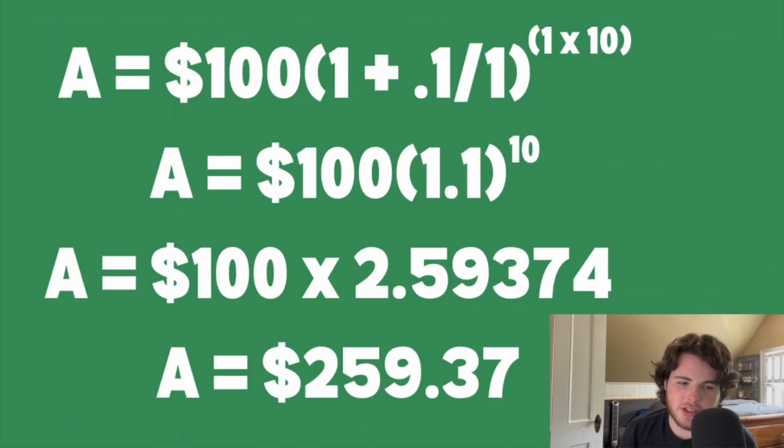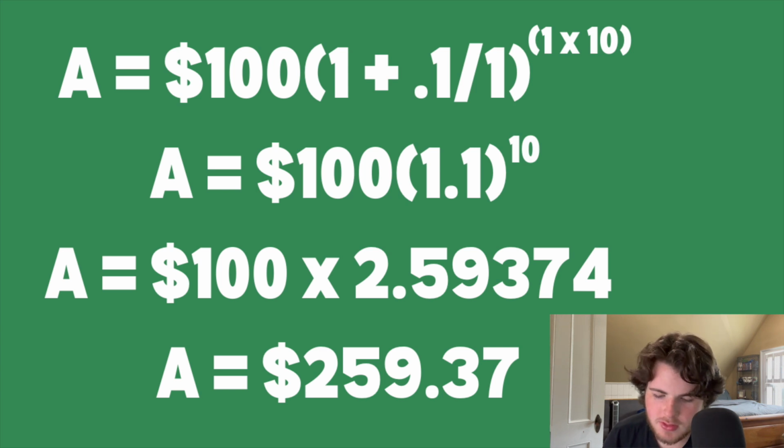Here is the initial example I used with the $100 at 10% written out in this formula, and I'm just going over 10 years. So A equals $100, parentheses, 1 plus 0.1 over 1, because it's 1 time a year, parentheses, to the power of 1 times, and we'll say 10 years, so 10. So the formula from the example before would go A equals 100, parentheses, 1 plus 0.1 over 1, parentheses, to the power of 1 times 10.